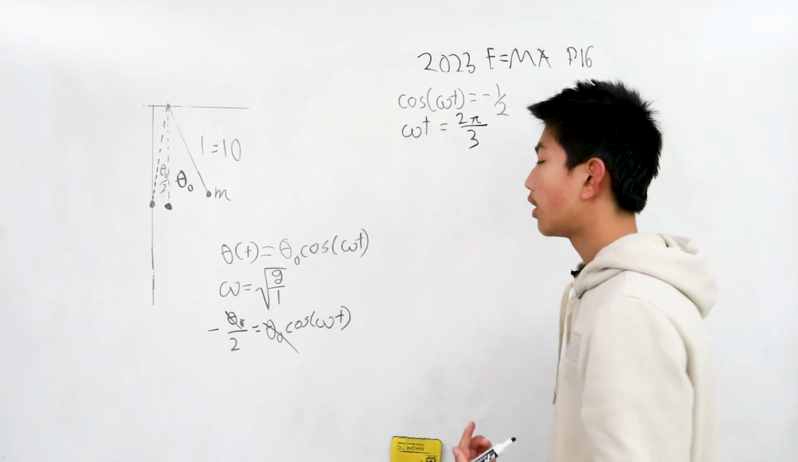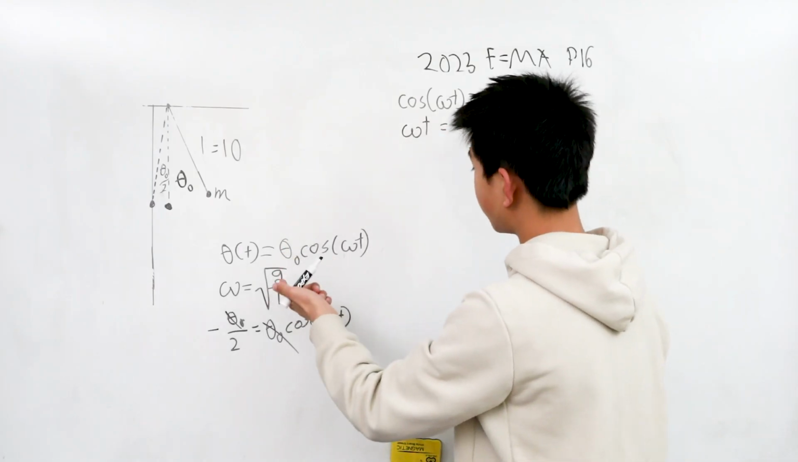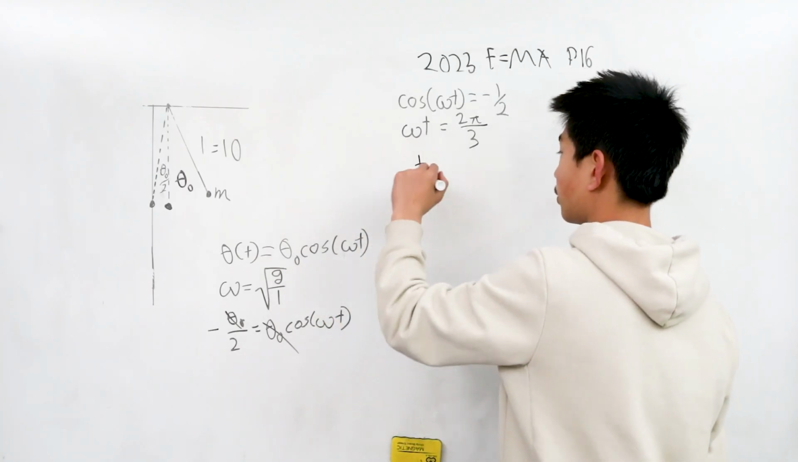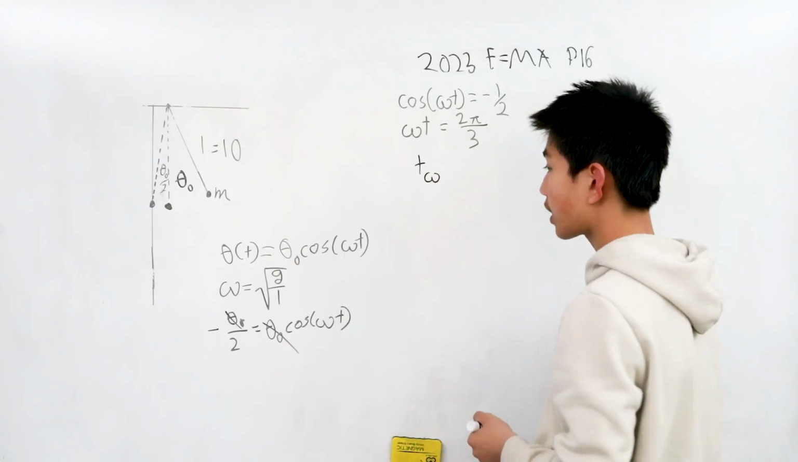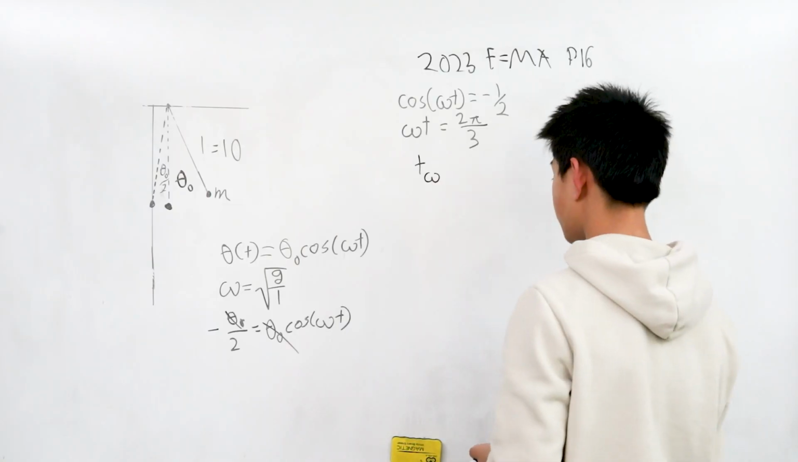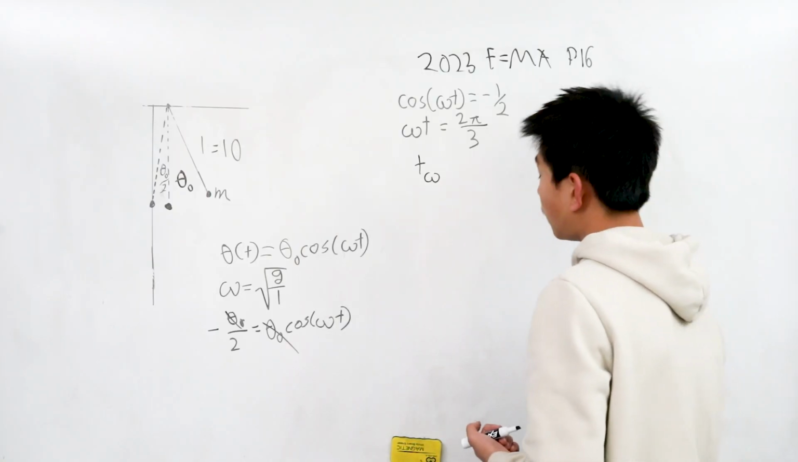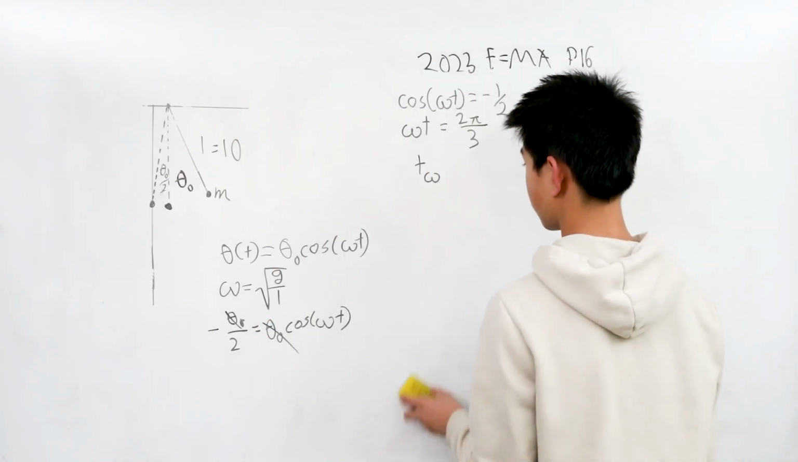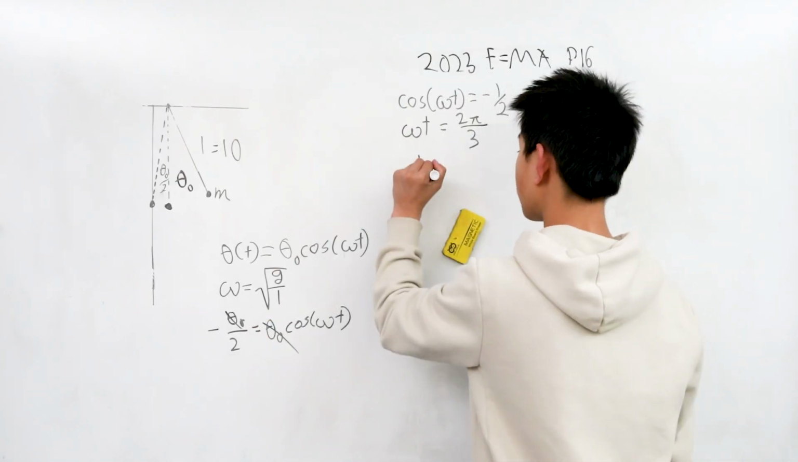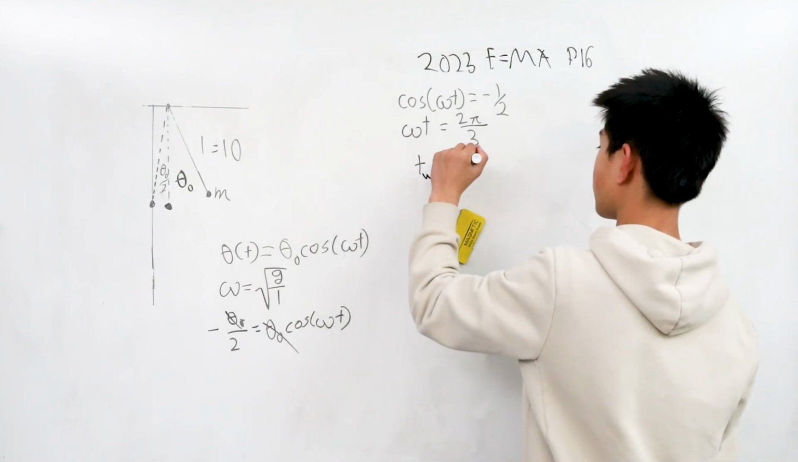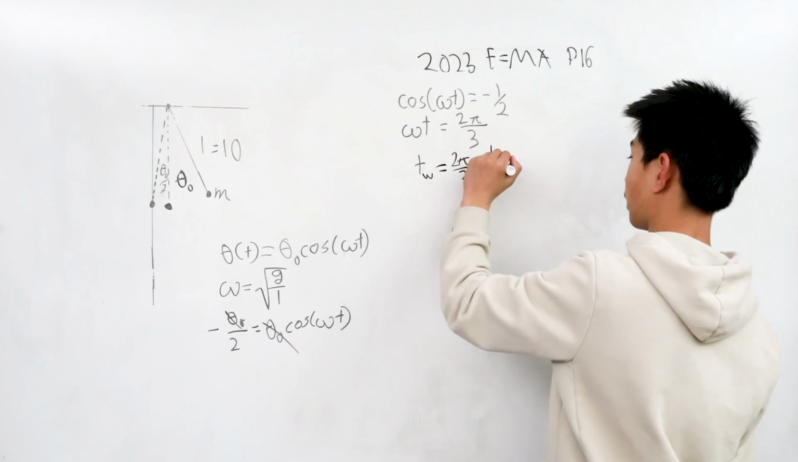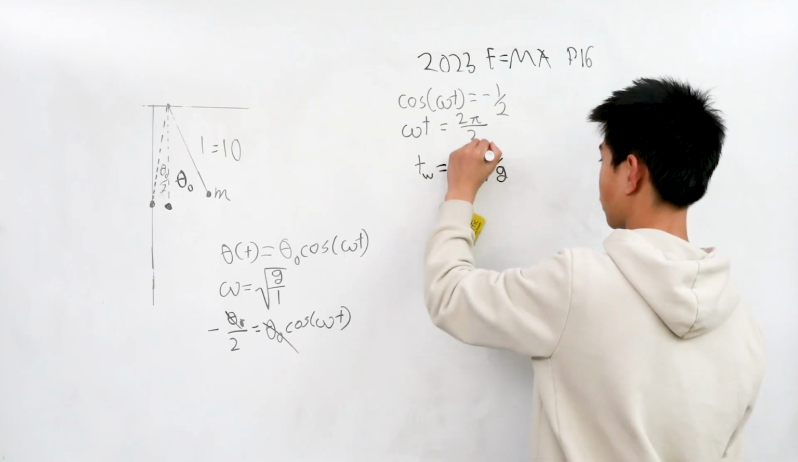Since we know that omega is the square root of g over L, our time for the wall, and we're equating it to the wall because we separated this angle, is equal to 2 pi over 3 times the square root of L over g.